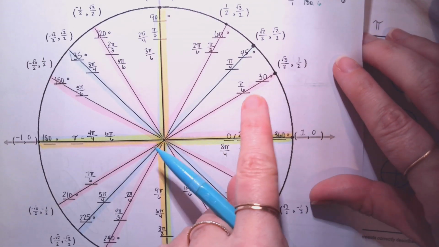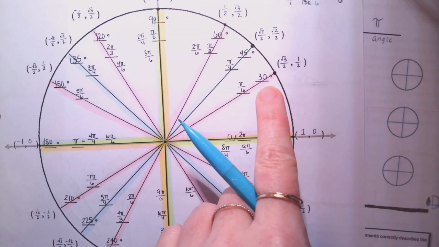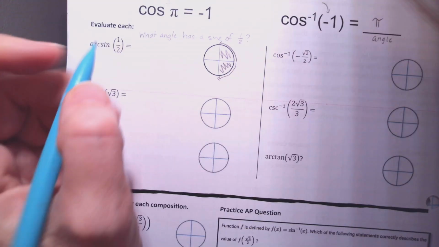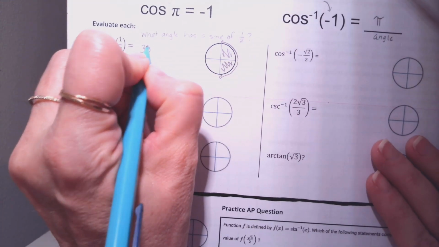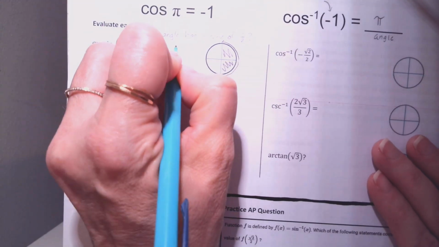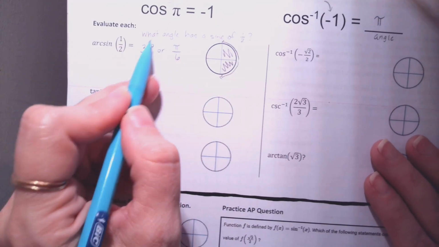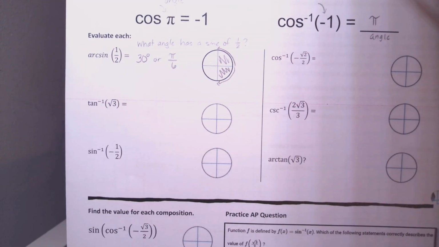The angle here is pi over 6, or 30 degrees. So it's either going to be 30 degrees, or if we want to write the radians, that would be pi over 6. This is the answer. The answer is the angle for these questions.